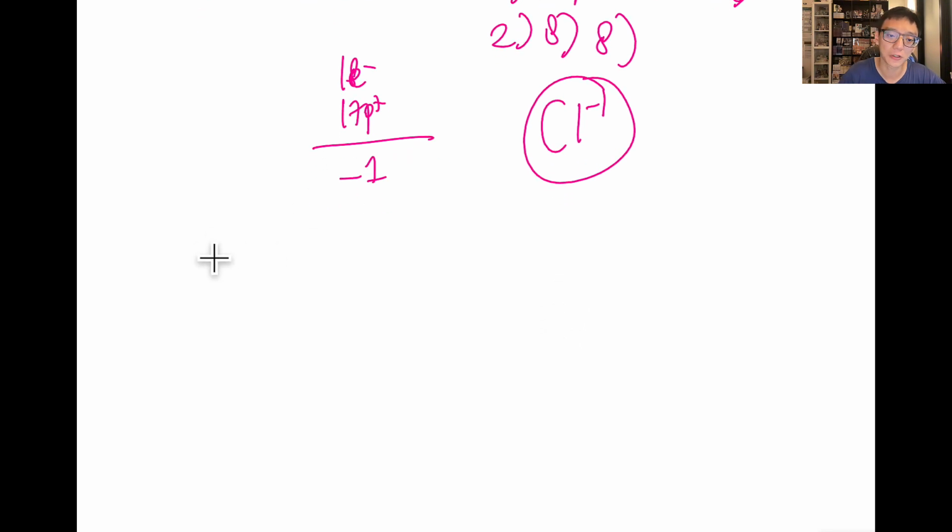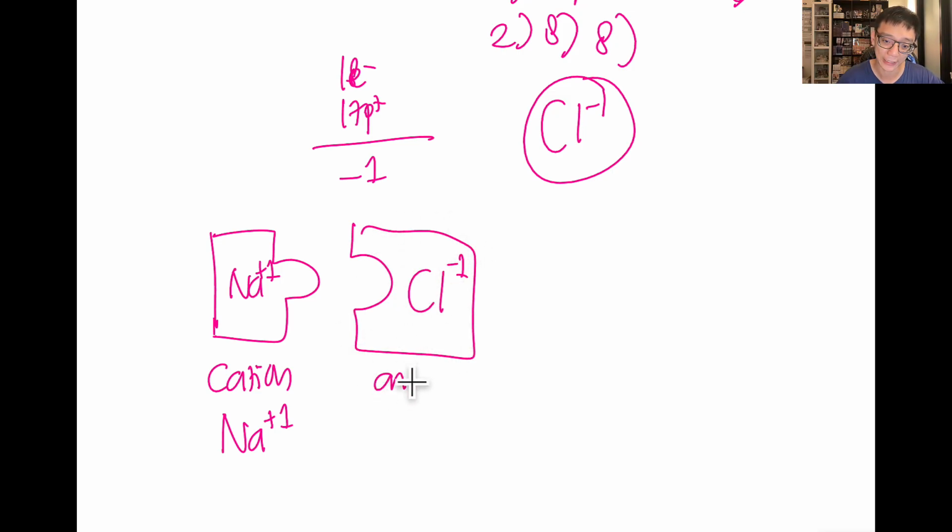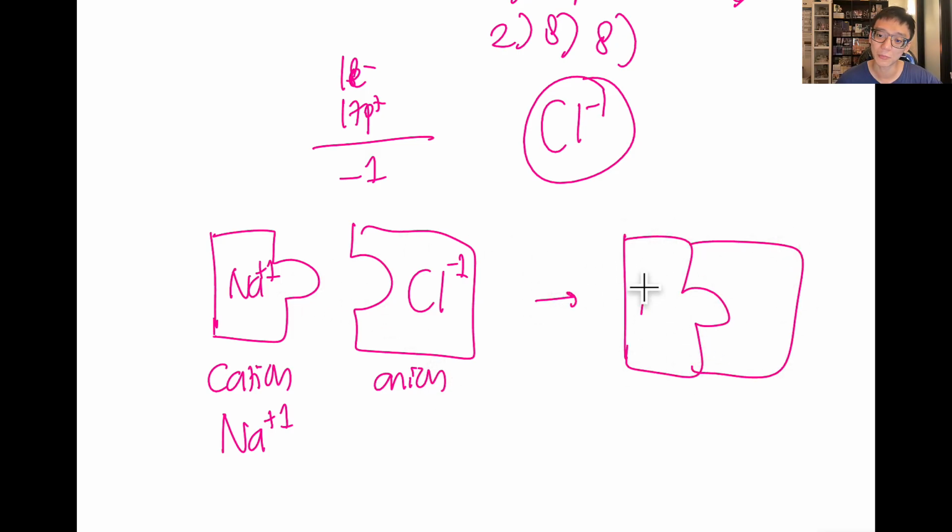So imagine that sodium is the cation. The cation is sodium +1. It's like a puzzle piece, and the puzzle piece has one tip, because it's about to give one electron. While Cl is about to receive one electron. So Cl -1 is the anion. Then they will bind and create what is called sodium chloride, NaCl. So NaCl, or sodium chloride, is a compound bonded through an ionic bond.